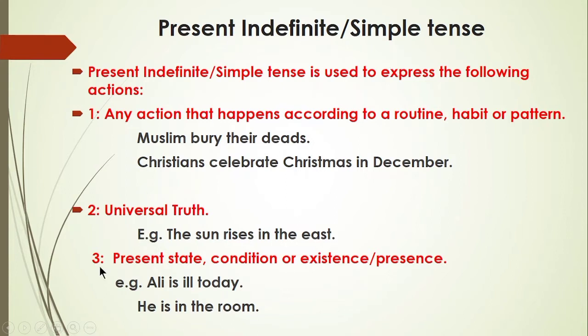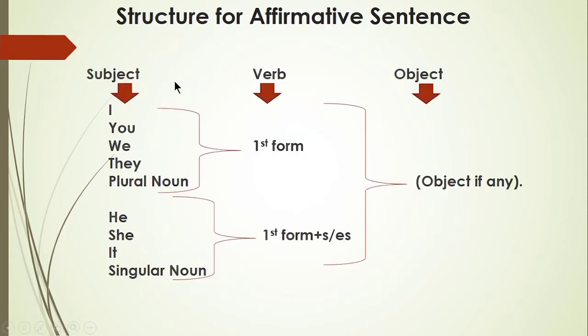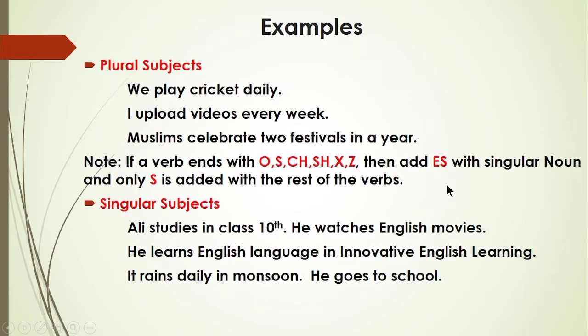Now let's see what the structure of present simple or present indefinite tense is. The structure is very simple. We have the subject. We have two types of subject: plural, I, you, we, they, or a plural noun, and singular, he, she, it, or a singular noun. Then we have the first form of verb, but the difference is that plural subjects are followed by the first form of the verb, while singular subjects are followed by the first form with s or es. So we add s or es with singular subjects, and then we have the object if there is any, or the rest of the sentence.